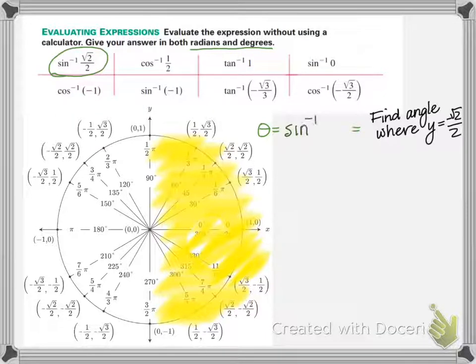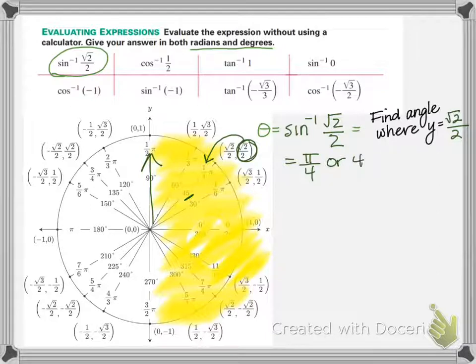So sine inverse of positive square root of 2 over 2. Sorry, let's try that again. Where is the angle going to give us a y of square root of 2 over 2? Our y is positive, and y is only positive in this upper quadrant, and here is that y value. So what is that angle? That angle is pi over 4 or 45 degrees.